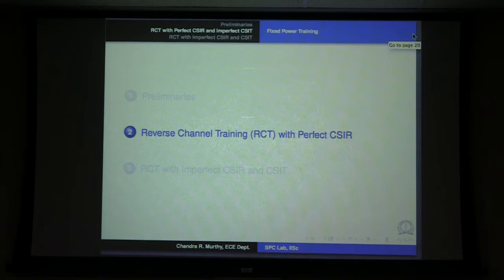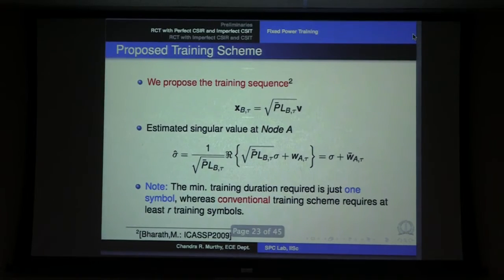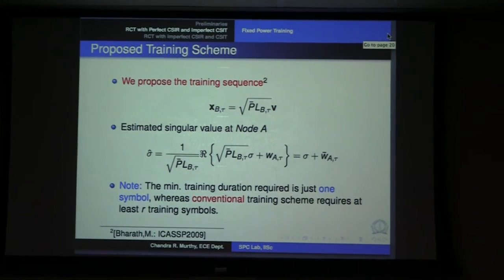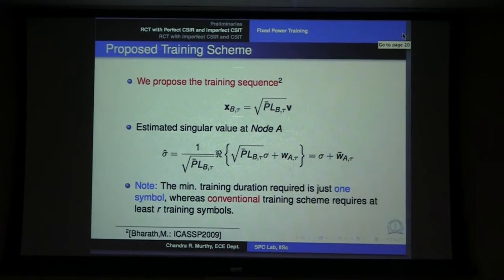So now I'm finally, with that background, able to talk a little bit about what we have been able to do with this model. So what we do is we start with proposing a training sequence. The training sequence we propose here is very simple.